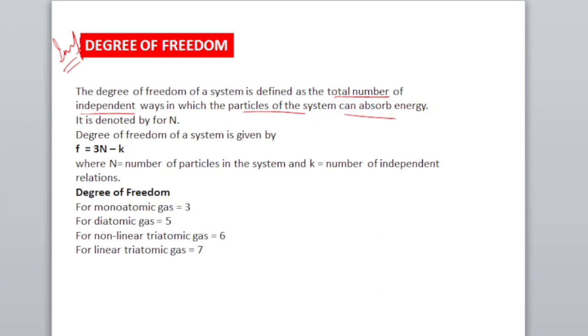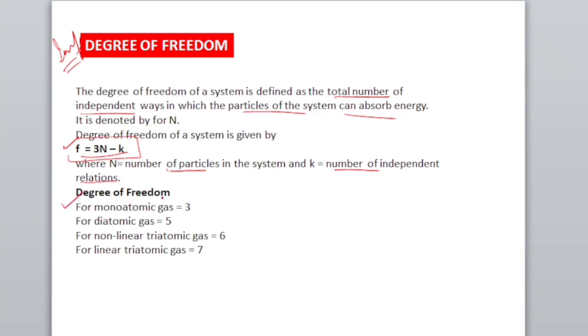Total number of independent quantities required to completely describe the position and configuration of the system, and its formula is given by F equal to 3n minus k, where n is the total number of particles in the system, and k is the number of independent relations in which it can absorb energy. What are the different independent ways in which the particles of the system can absorb energy? So n is the total number of particles, k is the number of independent ways. So degrees of freedom F becomes 3n minus k. And it is different for different types of gases.